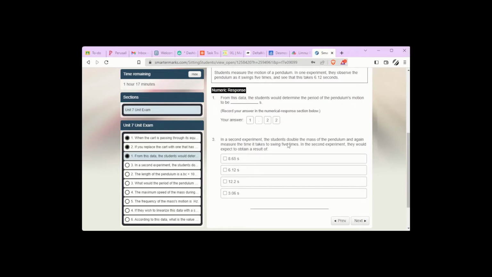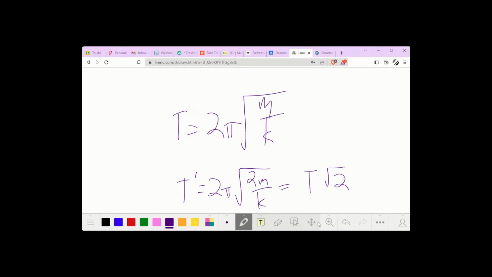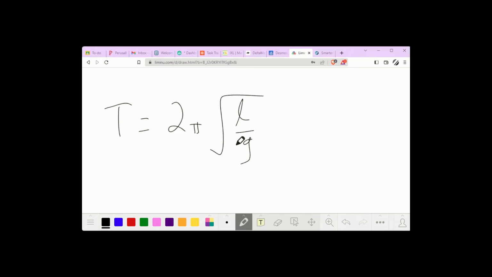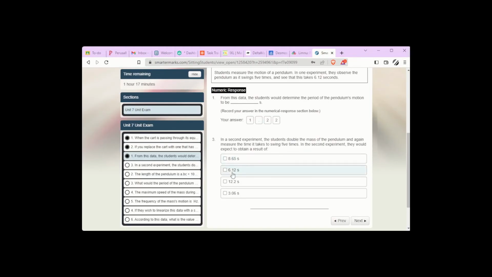And in a second experiment, students double the mass of the pendulum and again measure the time it takes for 5 swings. Well, for a pendulum, the period is given by 2 pi root L over g. Mass is not a factor. As long as it makes no significant difference in the position of our center of mass, the mass doesn't matter. So we're going to have that same 6.12 seconds.